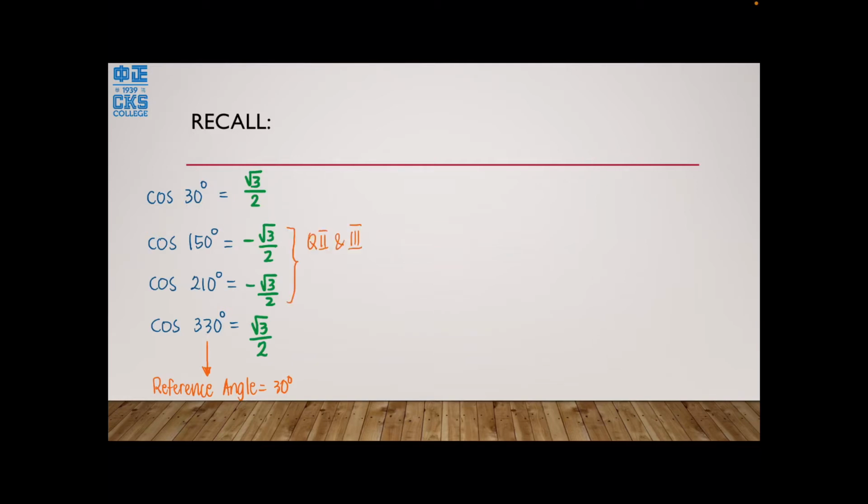Okay, so cosine 150 and 210, they are in quadrants 2 and 3, wherein cosine is negative. That's why it's negative square root of 3 over 2. The other two are positive because cosine is positive in quadrant 1 and in quadrant 4. Okay? So this is the before. This is our previous lesson.